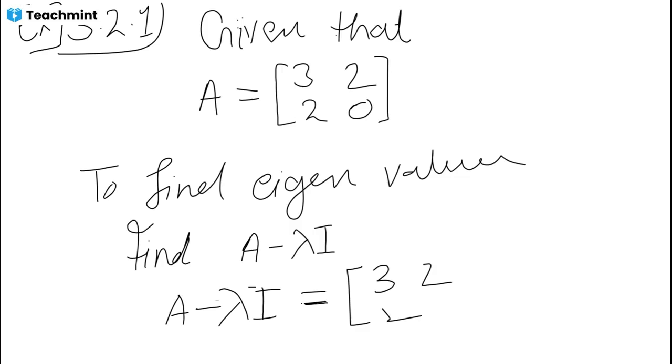So let us simplify: 3 minus lambda, 2, 2 and minus lambda we have. Now to find the eigenvalues, we need to find the determinant of this matrix and set it equal to 0. Are you getting me?